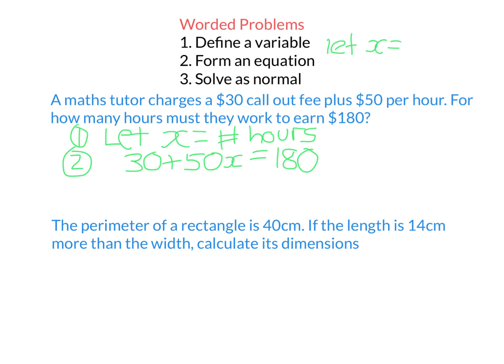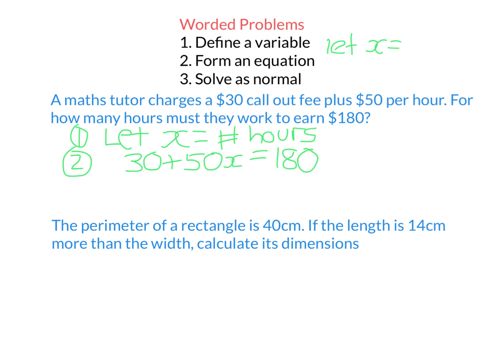This actually says, much more succinctly however, the same information as the blue. It doesn't matter whether this person is a tutor, plumber, whatever. All that matters is they get $30 plus $50 per hour, and they want to earn 180. When you've got to this step, the hard work is done. You can solve either using the flowchart method or the balance method.